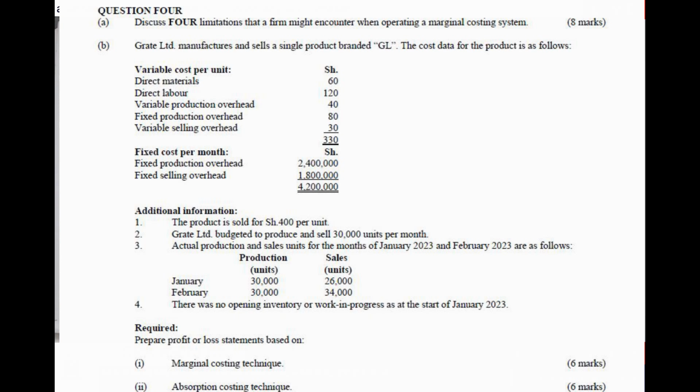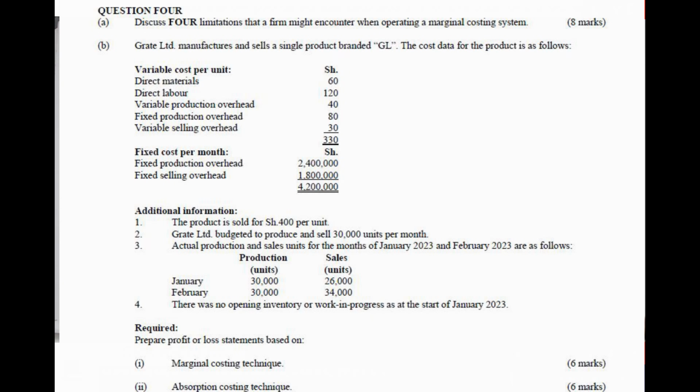So looking at that question of ours, my good students, these are what we were told. We are told to discuss 4 limitations that a firm might encounter when operating a marginal costing system. You see question 4A. So you need to discuss limitations that a firm might encounter when operating a marginal costing system. There are several limitations that you can have.